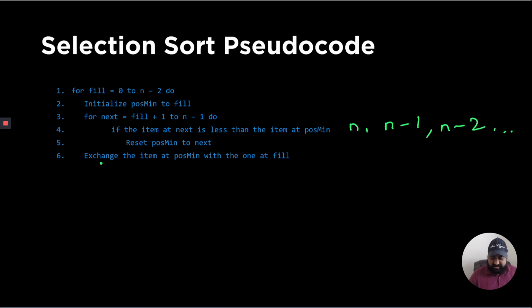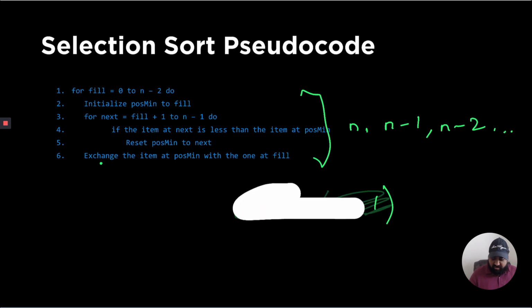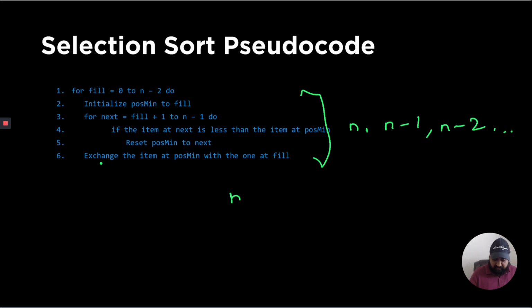on. But technically, if you evaluate the complexity of this selection sort pseudocode, it will look something like n plus n minus 1 plus n minus 2, and so on, which evaluates to a total time complexity of n squared.